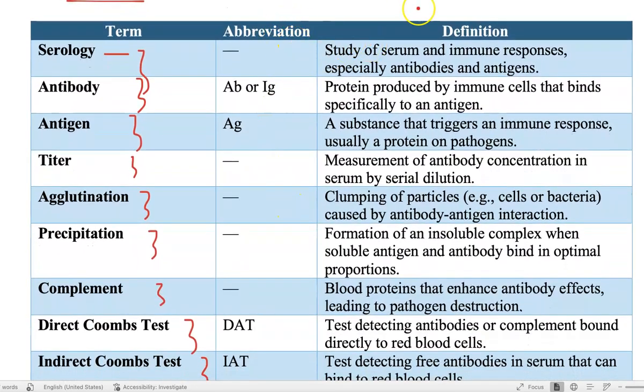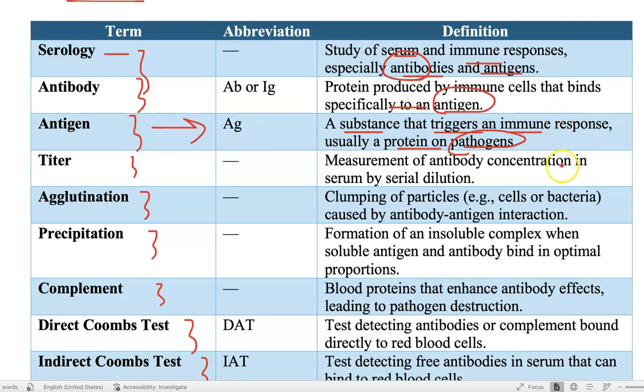Serology, how do we define it? It is the study of serum and immune responses, especially antibodies and antigens. Listen, antibodies, I always say they are the bodyguards. So remember, I was giving examples earlier. They're like your bodyguards, right? Now, antibody: protein produced by immune cells that bind specifically to an antigen. Antigen, what is it? It is a substance that triggers an immune response, usually a protein on pathogens.